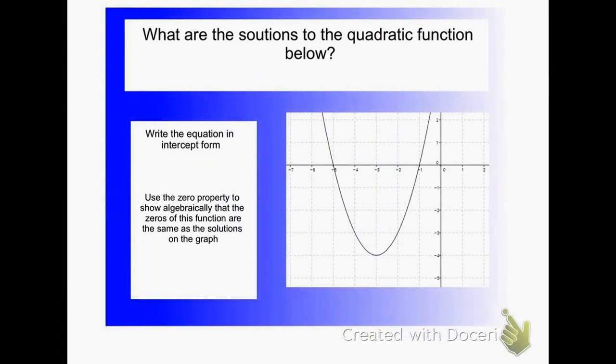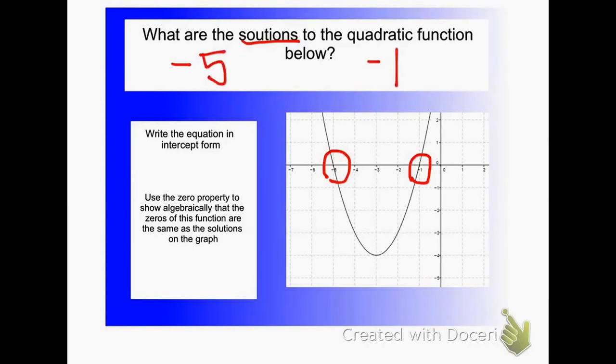All right, so we want to do this by inspection. What are the solutions to the quadratic function below? And remember, solutions are x-intercepts. So if I look at my graph, I know my x-intercepts are at -1 and -5. So those would be my solutions.